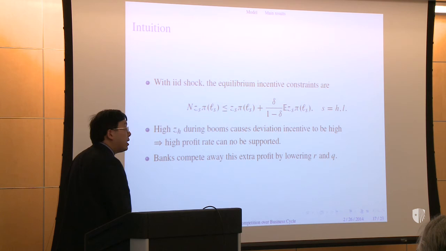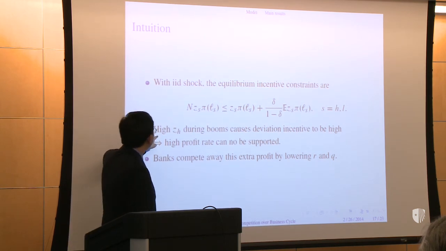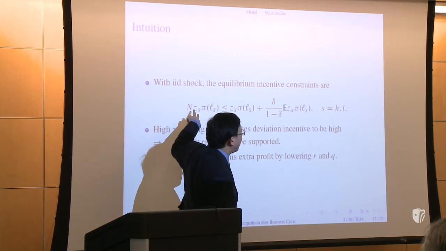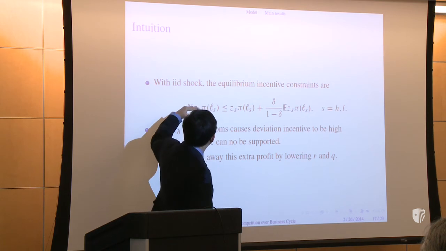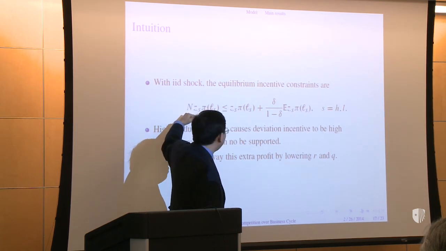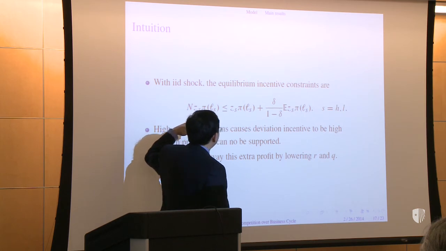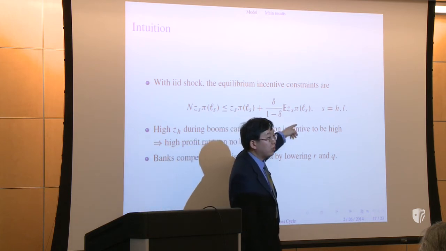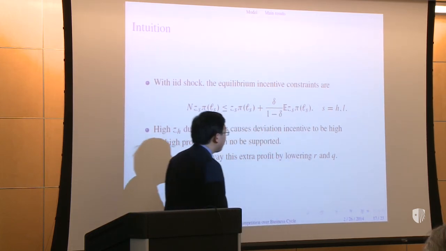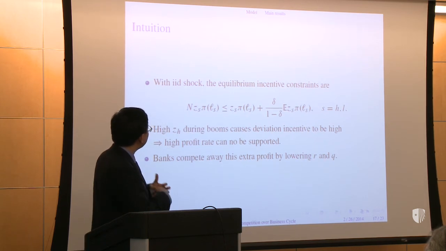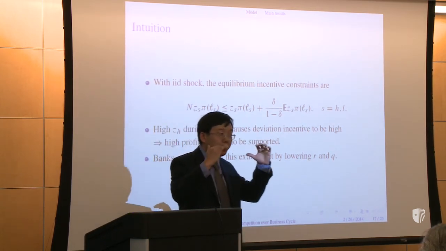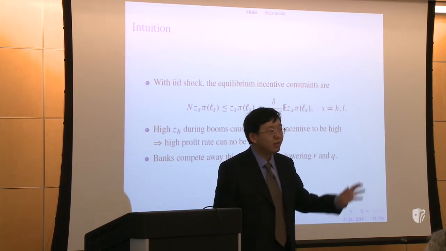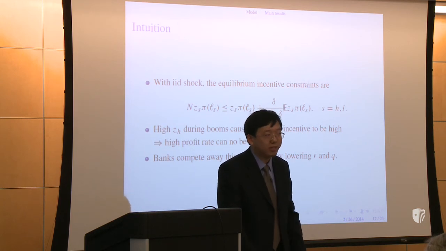And now, what's going to happen in a boom period is that this high ZH during boom periods causes deviation incentives to be too high, so that this inequality cannot hold. That is, this high profit rate cannot be supported by the continuation values of the equilibrium. And therefore, banks must compete away this extra profit by lowering their interest rate R and lowering their lending standards Q, just in order to shrink the profit margin.